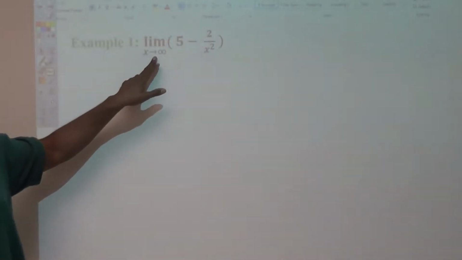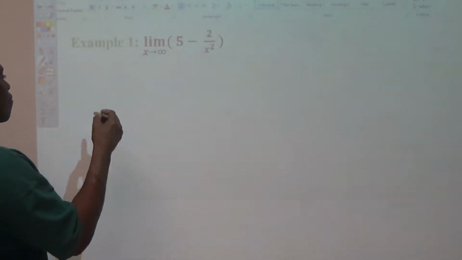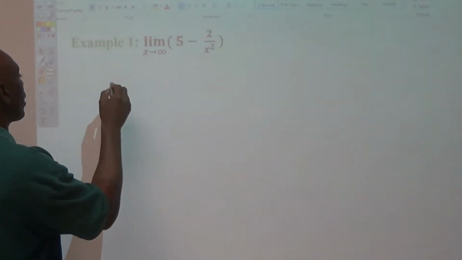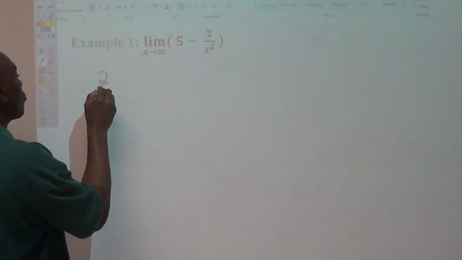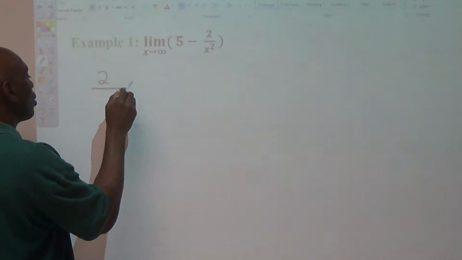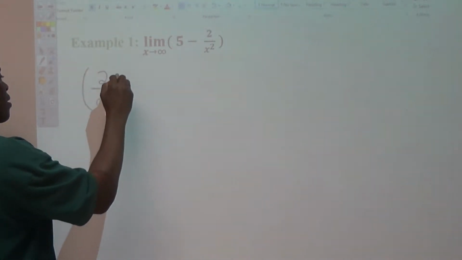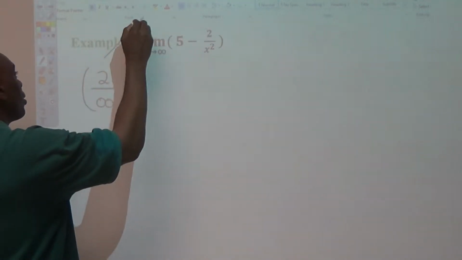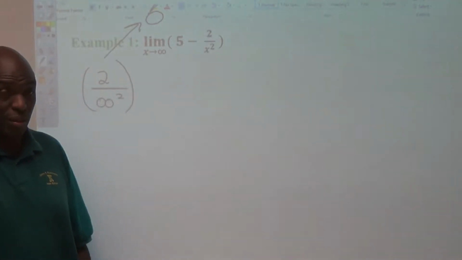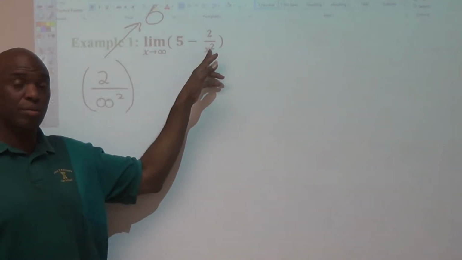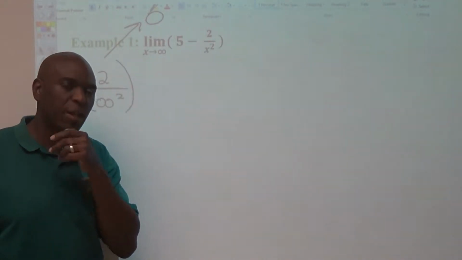The limit as x approaches infinity of the quantity 5 minus 2 divided by x squared. All right? First things first. 2 over infinity squared. This fella here approaches 0. That's the point. 2 divided by infinity squared approaches 0.